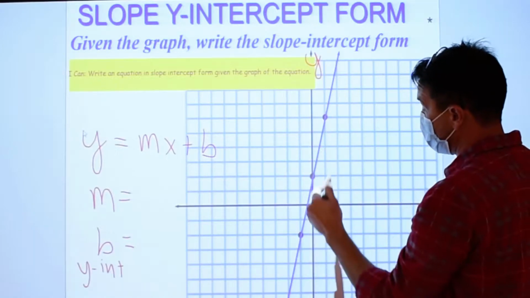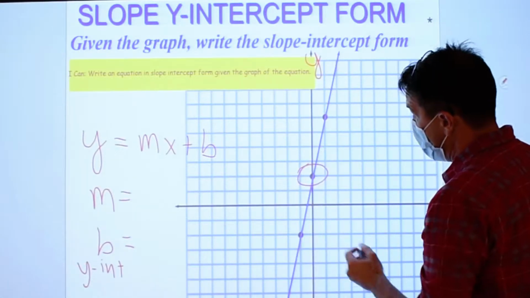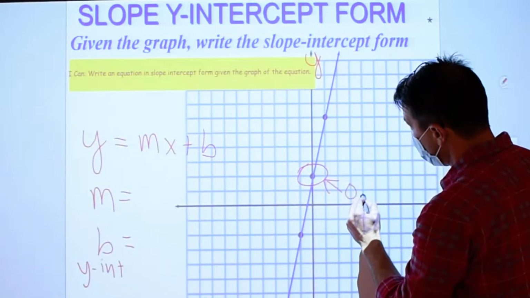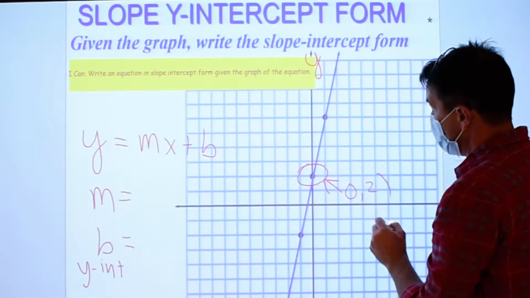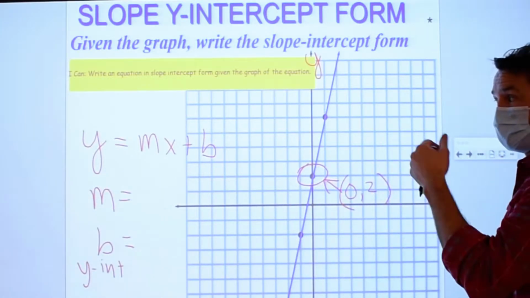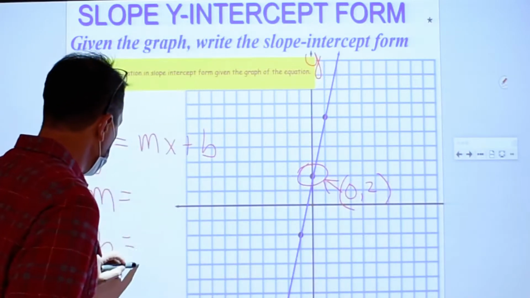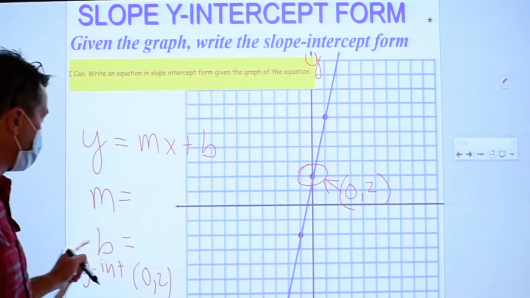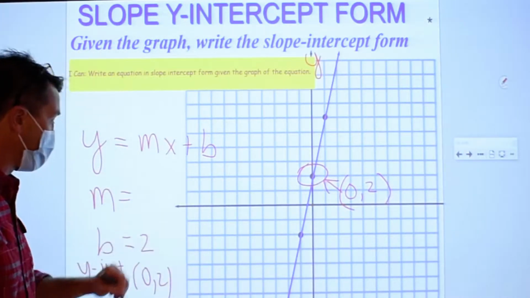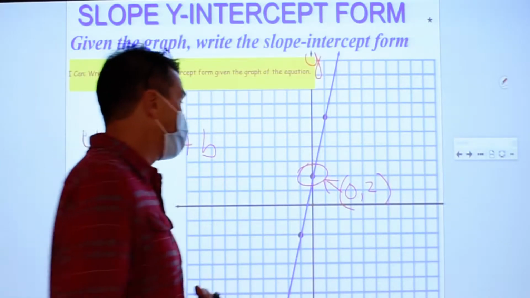and I'm going to say, where does this blue line cross the y-axis? And I say, oh, it's right here at the point (0, 2), because it doesn't move left to right, it just goes up 2. So the point is (0, 2), but for my b, I'm just going to need that 2. That's my y-intercept. Now I need to find the slope.